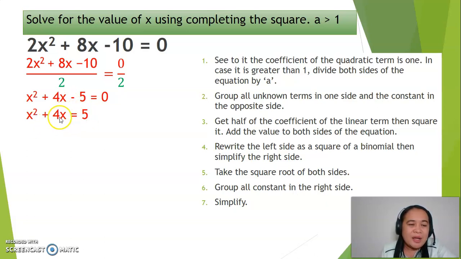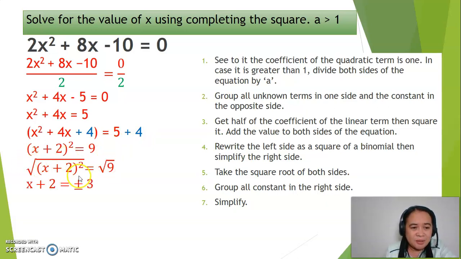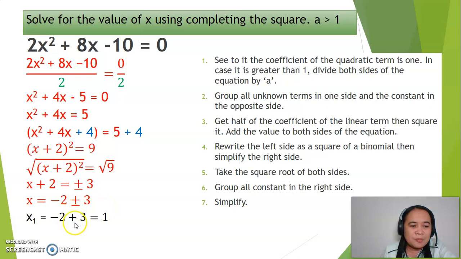So complete the square. Half of 4 is 2. Square 2, you will get 4. Therefore, add 4 to both sides. Now rewrite this to binomial term. You will get x, square root of 4 is 2. Sign of the second term is plus, so x plus 2 squared. 5 plus 4 is 9. Get the square root of both sides, cancel the radical sign and 2, and square root of 9 is plus and minus 3. Transpose or transfer 2 to the other side, you will get negative 2 plus and minus 3. So the first root would be negative 2 plus 3 or 1, and the second root would be negative 2 minus 3, it's negative 5.